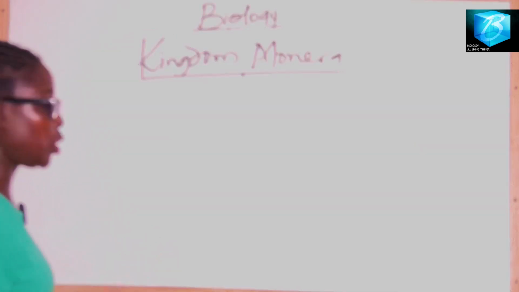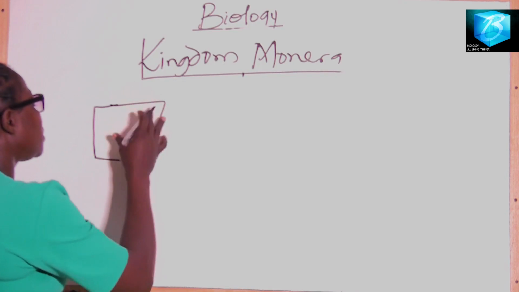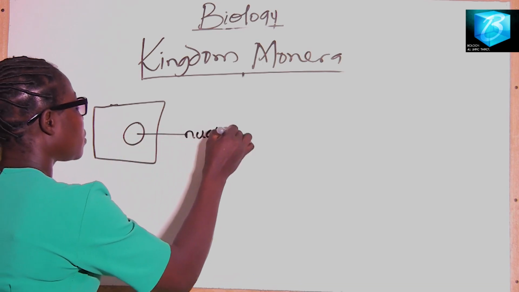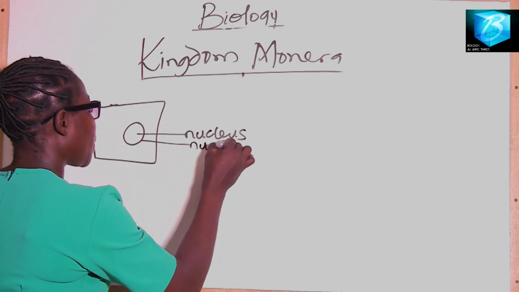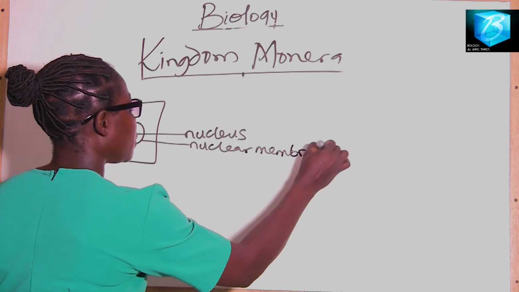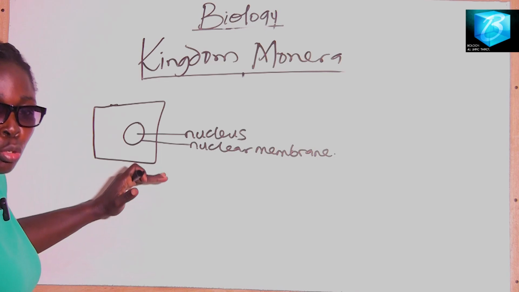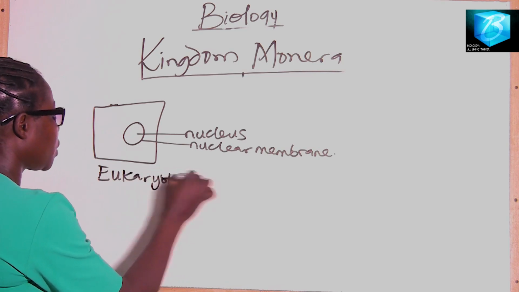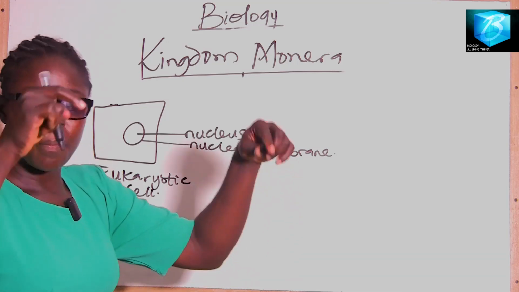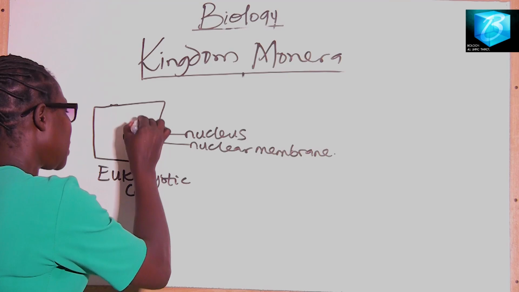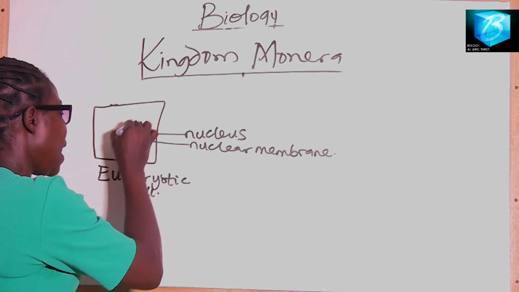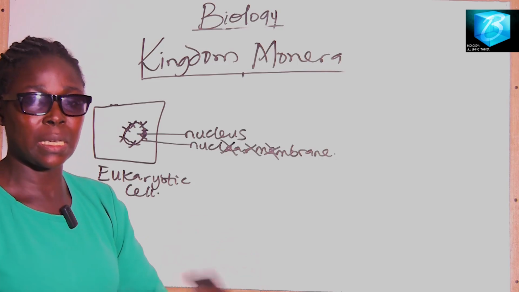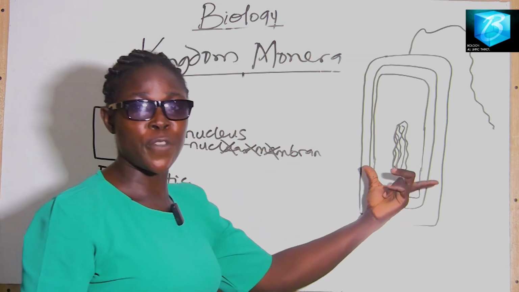Normally, when you draw a cell in biology, you draw it this way. You say this is the cell, that's the cell membrane. Then you have this is the nucleus. And this is the nuclear membrane. This is a true nucleus. We call it eukaryotic cell. But for bacteria in kingdom Monera, they do not have this membrane. They do not have nuclear membrane. And that is why we call them prokaryotic cells.